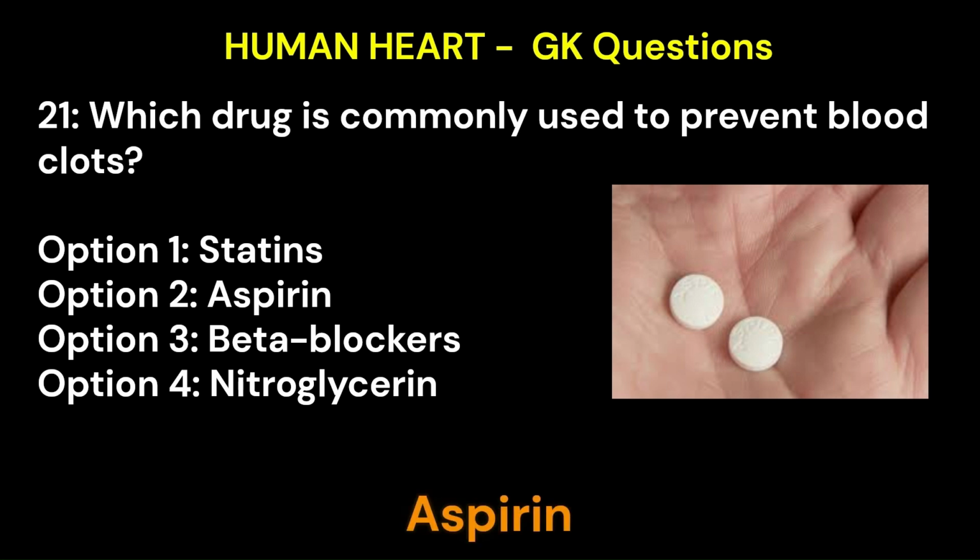Aspirin inhibits platelet aggregation, reducing clot risk. It's used in low doses, 81 mg, for heart attack prevention.